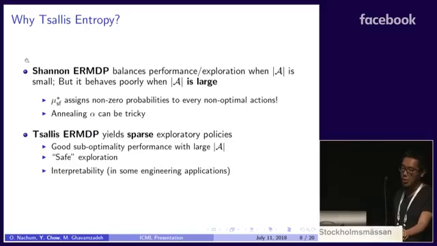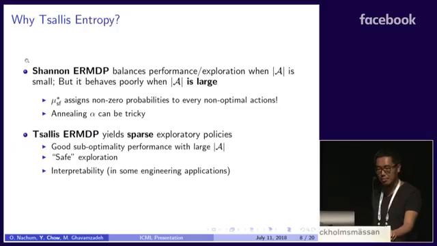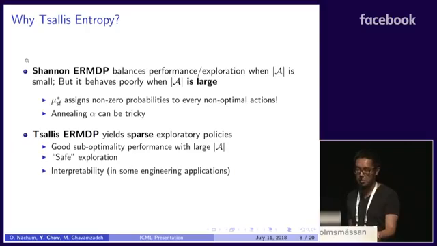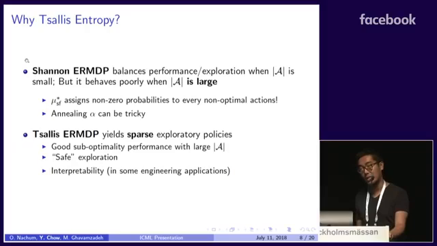On the other hand, the Tsallis entropy MDP returns a threshold-based policy class, which provides a clean cutoff to all the non-optimal actions. Even think of the extreme case where some of the non-optimal actions are unsafe. If you don't have a clean cutoff, like with softmax policies, unless you have a very extreme value of alpha, you really cannot prevent the policies from having a non-zero probability of visiting those dangerous actions. In other words, this indicates that the Tsallis entropy MDP can have safer exploration because of this clean cutoff. And as we saw before, it has better suboptimality performance with large action spaces.